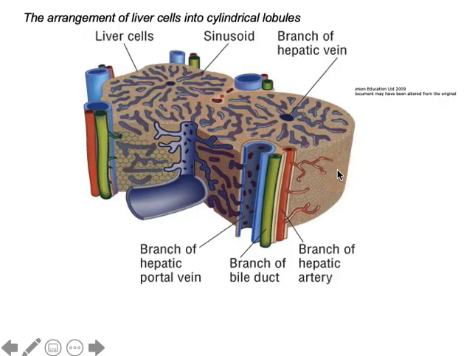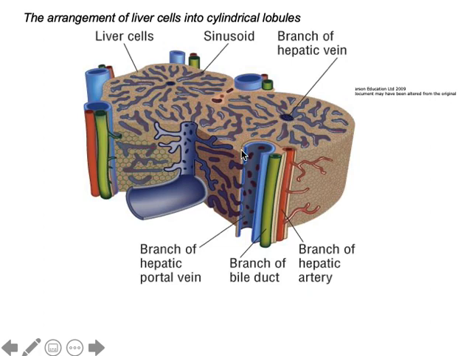This diagram shows the arrangement of liver cells into the cylindrical lobules. So if we take a look at this structure here, 1, 2, 3, 4, 5-sided, so this pentagonal cylindrical lobule, we can see that it's made up of this sinusoid. We'll talk a little bit more in detail in the next video about that. Individually made up of millions of liver cells or hepatocytes. It's got this branch of the hepatic vein in the center.